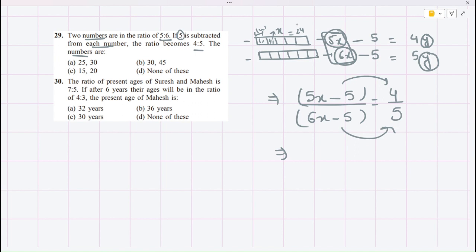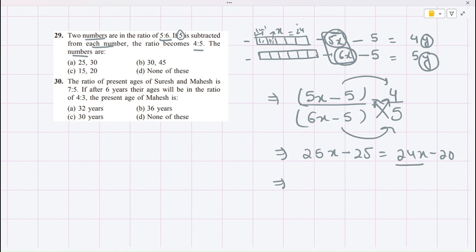So if you try to solve this, we will cross multiply, and since we open the bracket, it will be 25x minus 5 multiplied by minus 5 will be minus 25. Then this gives us 24x minus 20. Minus 5 multiplied by plus 4 will be minus 20. These are the basic rules.